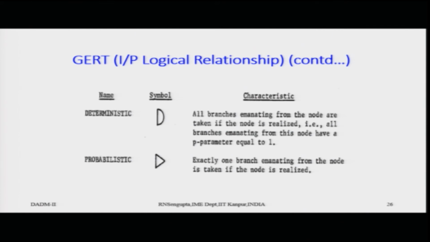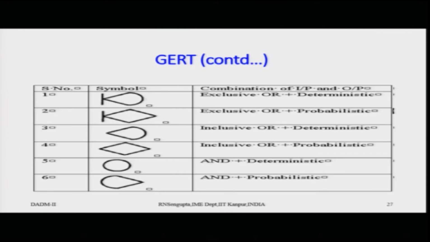So, it does not mean the flow is going to happen in such a way that only one path is taken in the first case. There, all branches are taken with probability 1, and in the second case, probabilistic, exactly one of the branches emanating from the node would be taken with the corresponding probabilities already mentioned. Now, if you combine all the combinations that come out of these probabilistic, deterministic, exclusive, inclusive and AND concepts, they are like this.